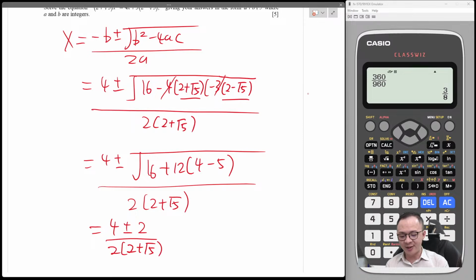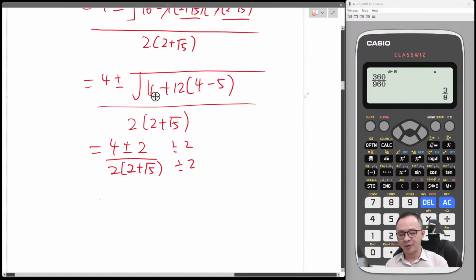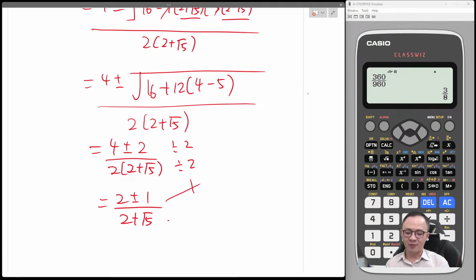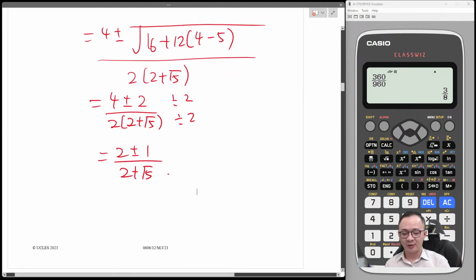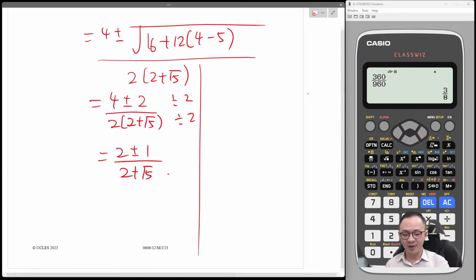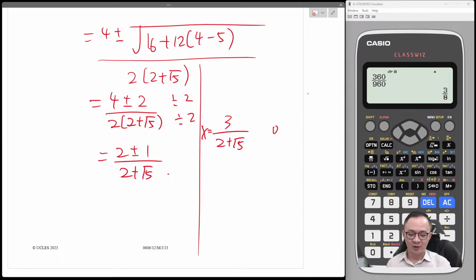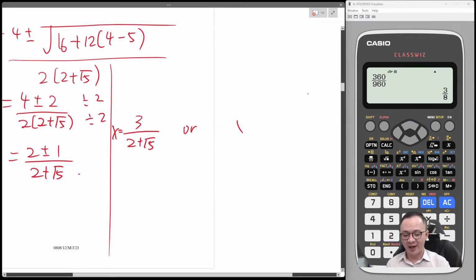I see there are even numbers on the top and bottom. I divide 2 for top and bottom. So I should get 2 plus minus 1 over 2 plus root 5. Alright, we have two options. Since I want to rationalize, I'm going to split them here. 2 plus 1 is 3 over 2 plus root 5, or my x will be 2 minus 1 is 1 over 2 plus root 5.